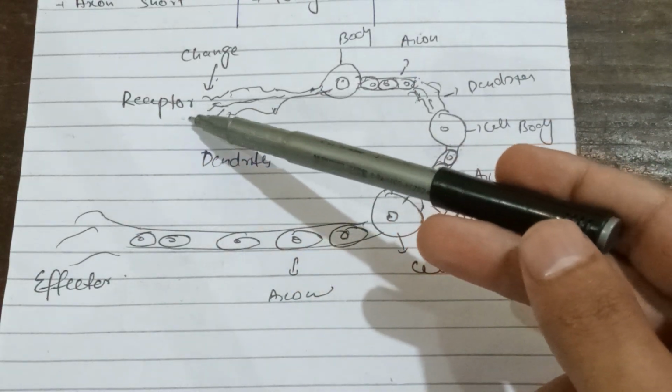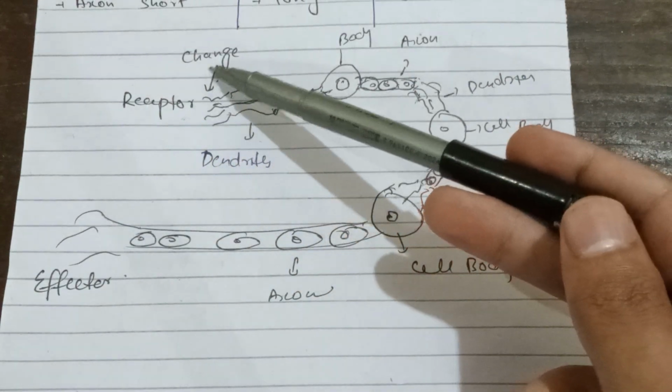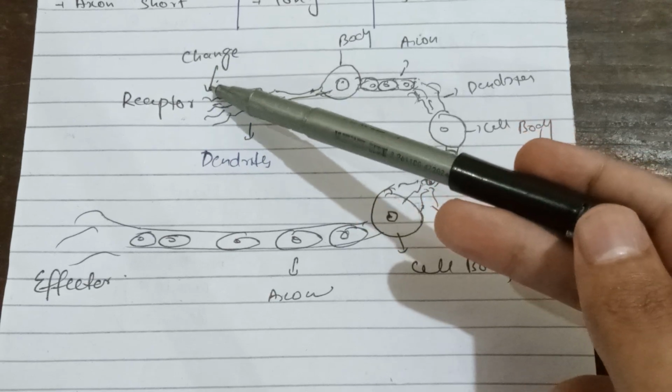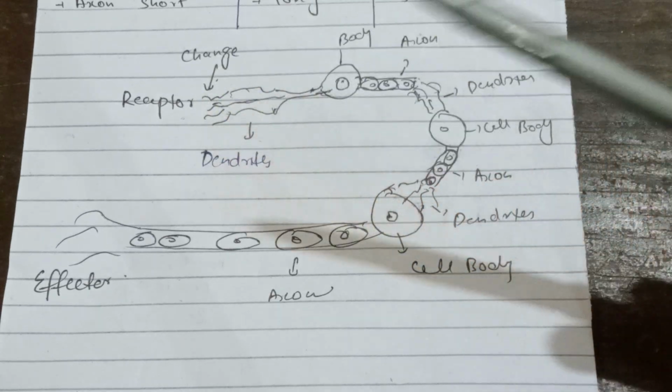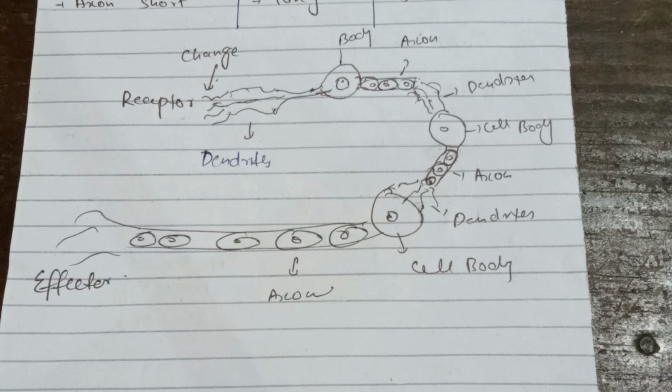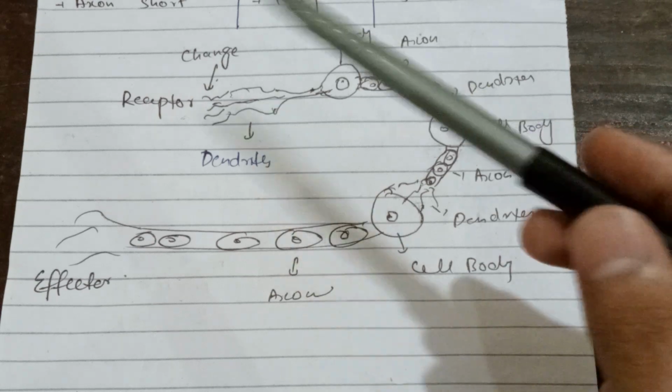We will take the example of fingertips. This will be if a change occurs. Change means any change or stimulus. Examples of changes are any hot thing, any cold thing, any pressure, or something else. This is change.